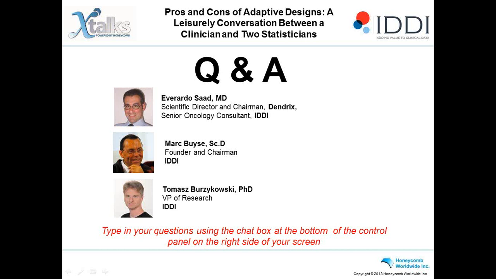Okay, thank you for that. Our next question here: why is the operational bias due to knowing the interim result in adaptive design different from the same situation in group sequential design?